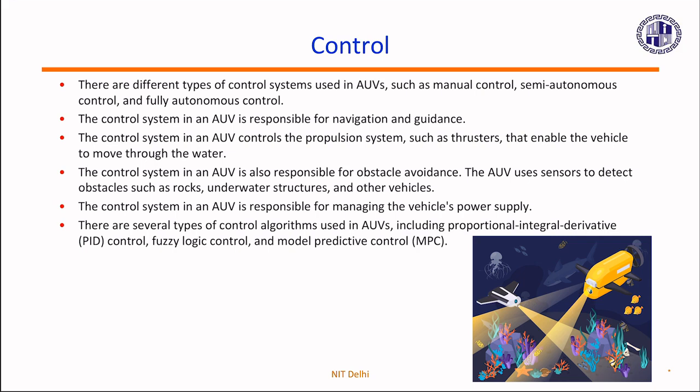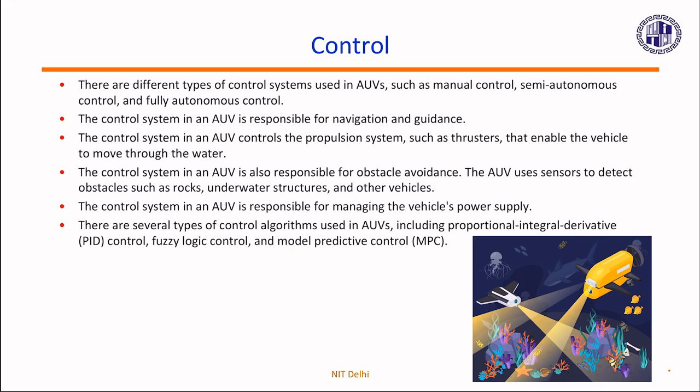In summary, the control system in EUV is responsible for ensuring that the vehicle can navigate through the water, avoid obstacles and carry out its mission. The control system uses sensors to collect data about the EUV's surroundings and adjust the vehicle's direction and propulsion to achieve its objective. Now data processing.